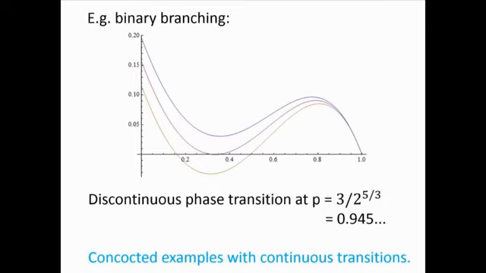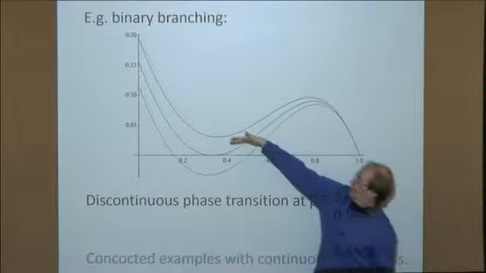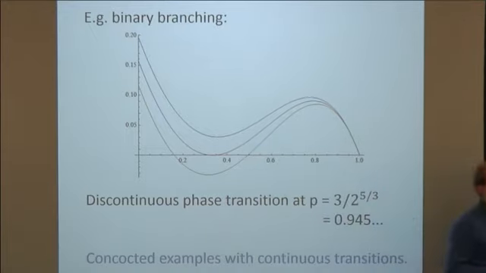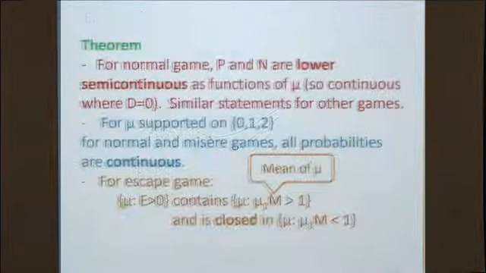So again, for binary branching, the picture ends up looking like this. You have one fixed point, and then at some point this curve dips below the axis, and you suddenly have a fixed point much further to the left. You have a jump. You can compute it in this example. But again, you can concoct examples with continuous transitions, it turns out, so it's not as nice as you might think.